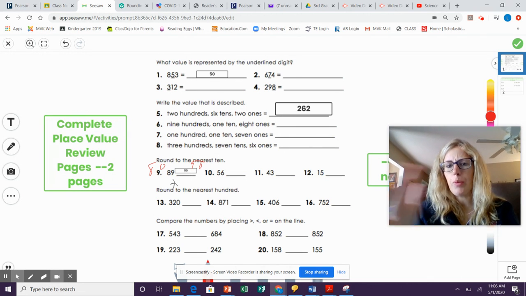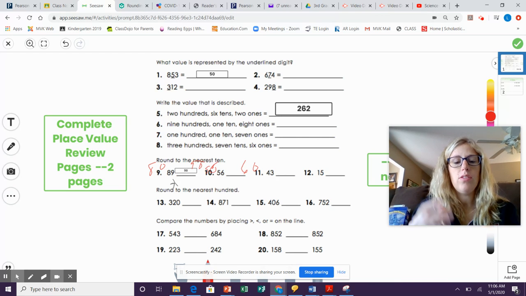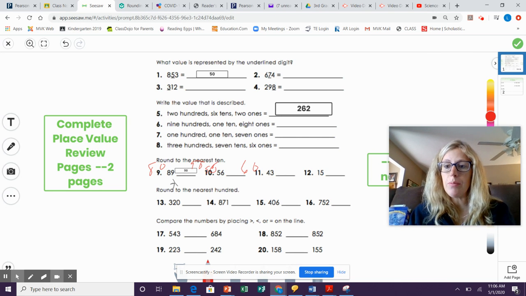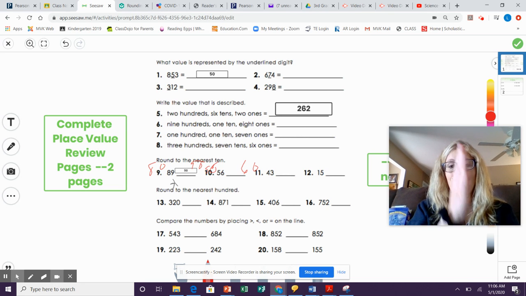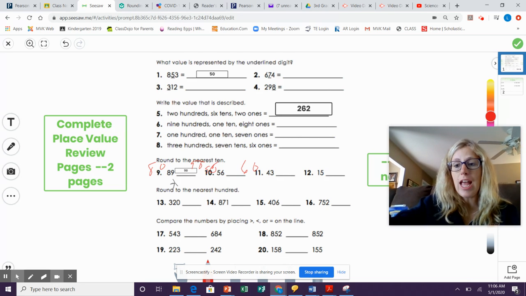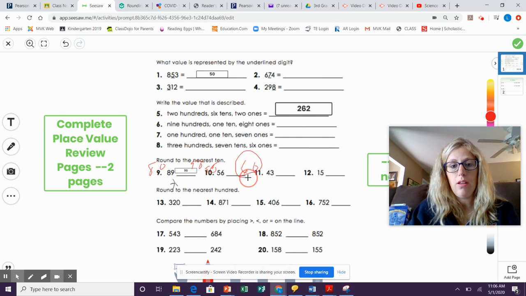Okay, on a number line, where would this be? So 56 is in between 50 and 60. Would 56 be closer to 60 on that number line, or would it be closer to 50? Okay, remember 55 is the cutoff, so 55 and higher is going to be closer to 60. Okay, so 60 would be the answer there.